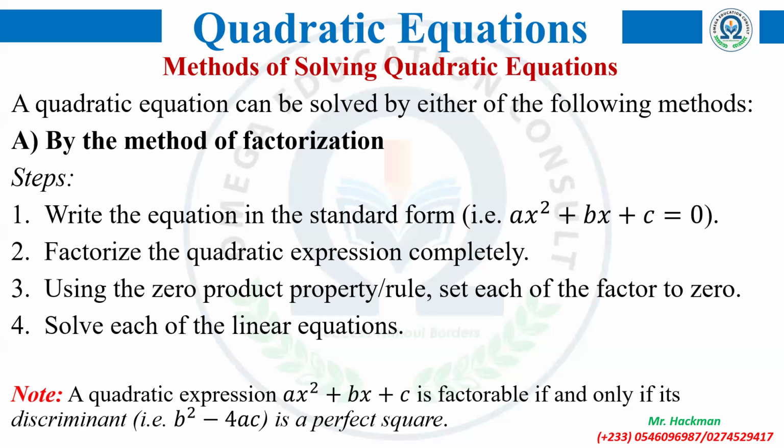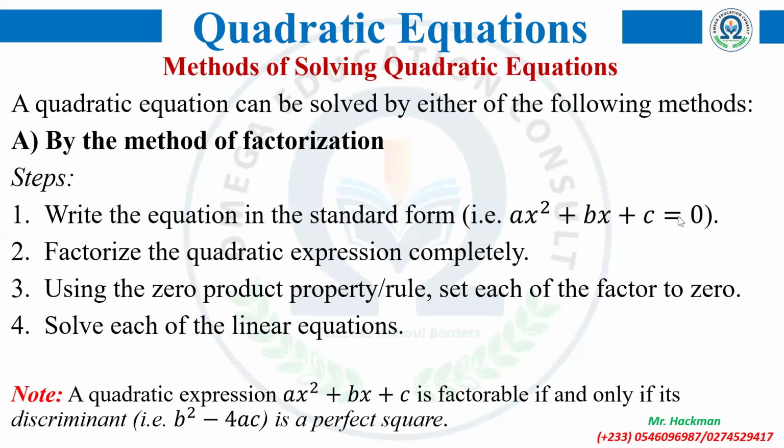Okay, so steps. Step 1, write the equation in the standard form. Remember, the standard form of a quadratic equation is where you have everything on one side equated to 0, so you should have 0 on the other side. Initially we used it to identify whether an equation is quadratic or not. It shouldn't necessarily be in the standard form; what matters is the highest power of the variable involved. So first of all, make sure that your equation is in this form.